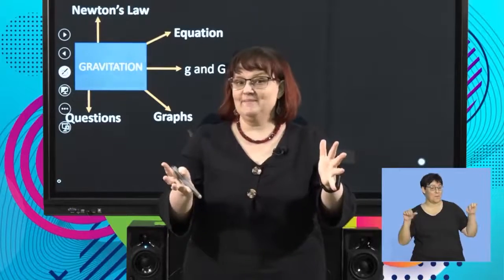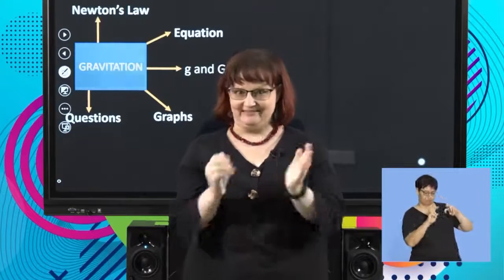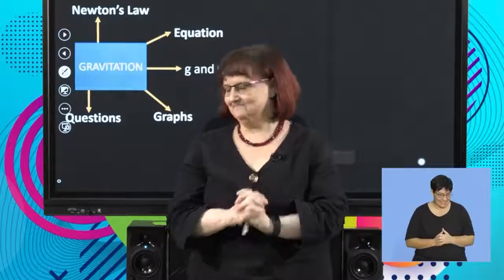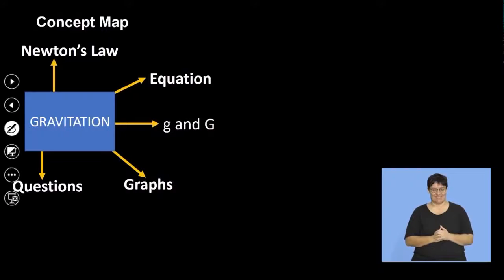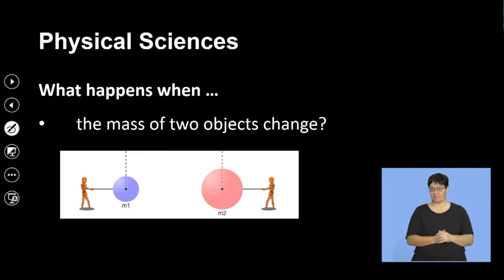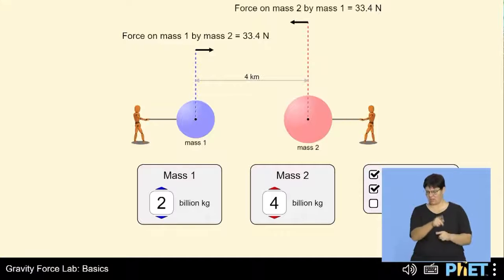Welcome back, everyone. Now we're going to do a little bit of an investigation. Here we go. What happens when the mass of two objects change? This is starting to feel familiar, but that's okay. We're going to look at it again. We like our giants with their two objects, okay?